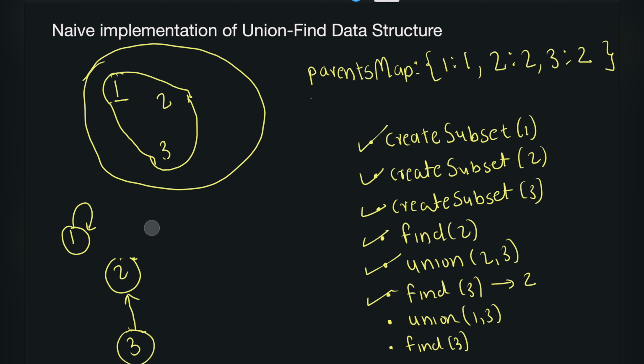We'll change the parent of 2 to be 1. So we are changing the parent of 2 to 1. So the union of 1 comma 3 is also complete, and eventually the parent of this subset is 1, and when you do find of 3, it will return you 1.